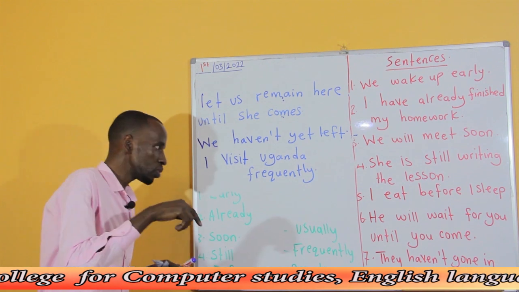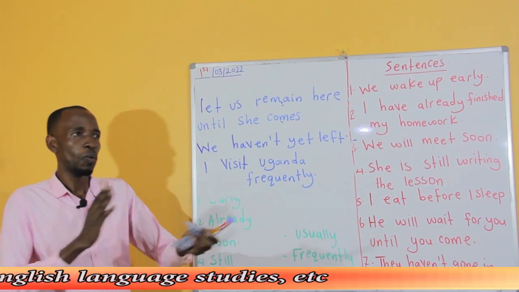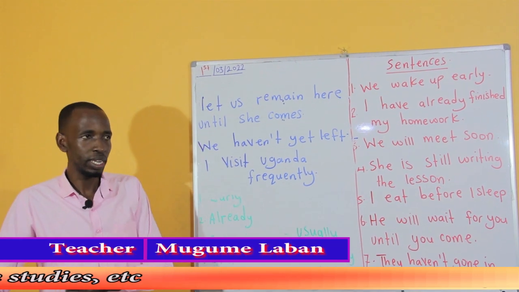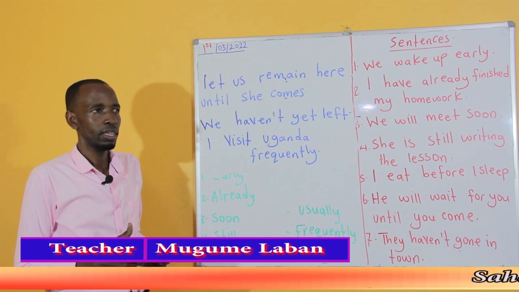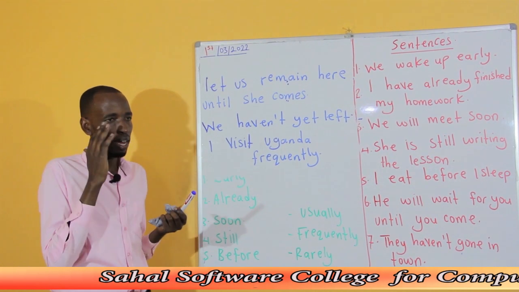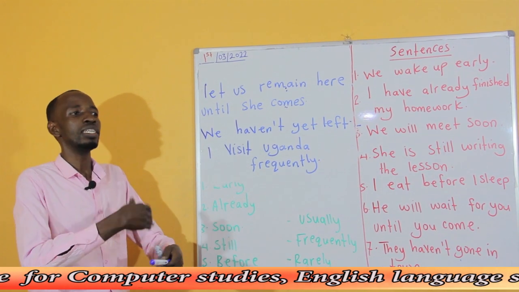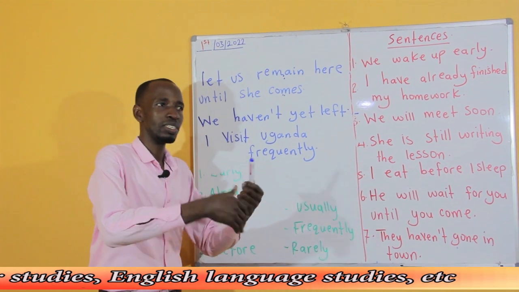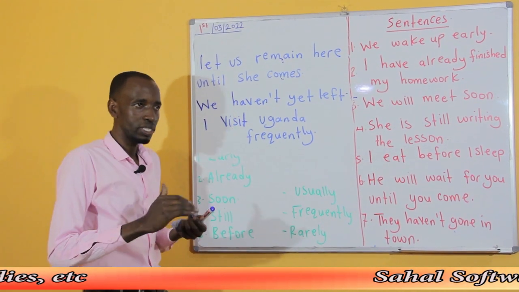Like if I say I visit Uganda frequently, it means I go to Uganda, I come back to Somalia. I go to Uganda, I come back to Somalia. Like 1 week in Uganda, another week in Somalia. So it means something is frequent. If I say I have frequent headache, it means 5 minutes I have headache. After 5 minutes, I am okay. That one is something frequent. Something repeating after some time. You stop, it starts. It stops, it starts.